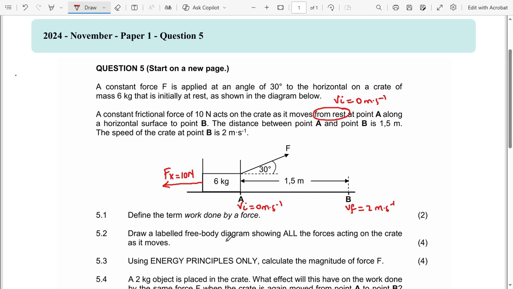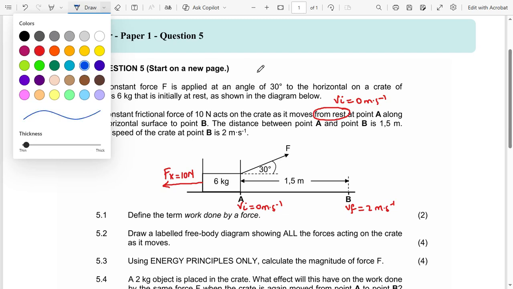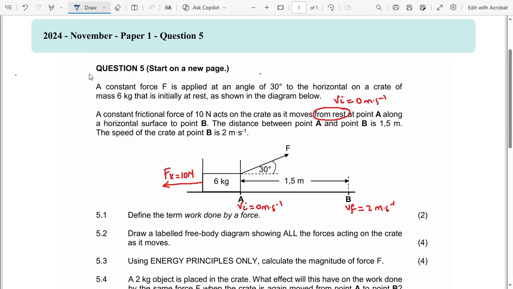Okay, define the term work done by a force. So the work done on an object. When you define the term work done by a force, you can do that by looking at the formula of the work done. Let me quickly write the formula down, then I'm going to define the work looking at that formula. If you still remember the formula for the work done, it goes like this: work done is equal to the force multiplied by the displacement and the cos of theta.